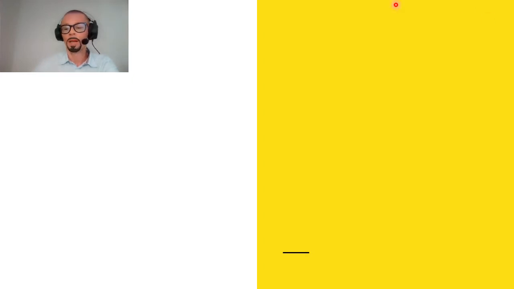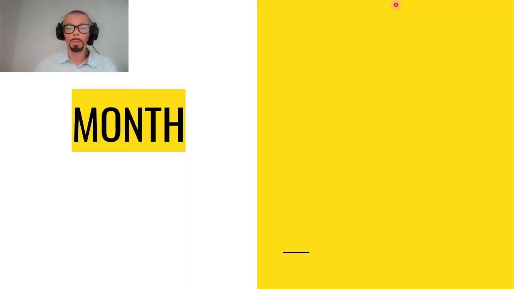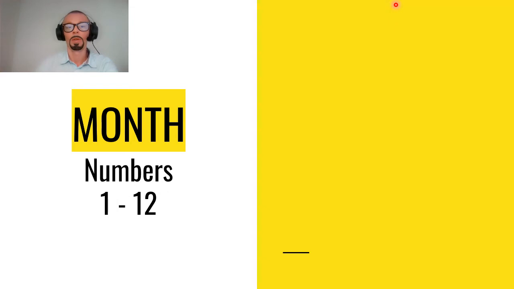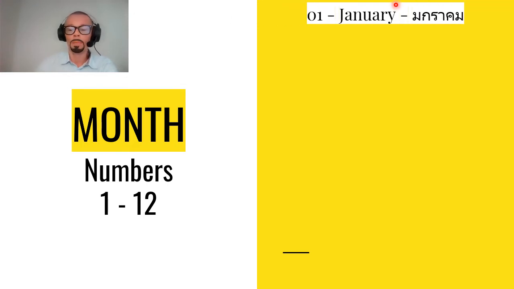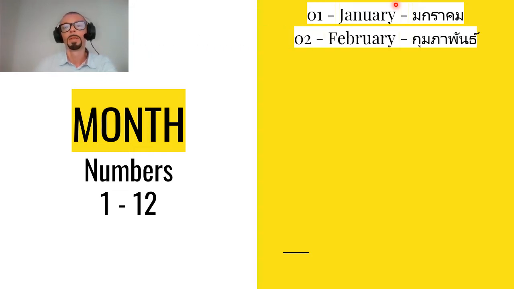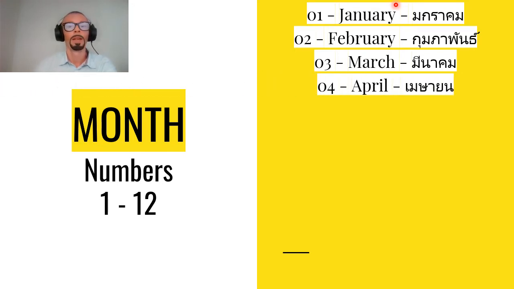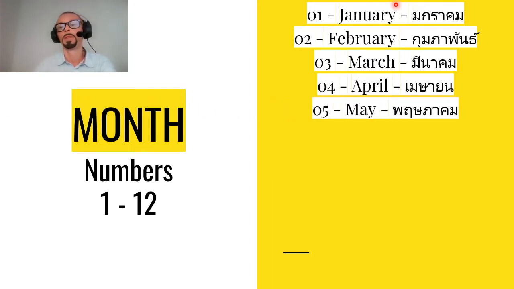We are going to start with the months. The month is the easiest because it has numbers from 1 to 12. You all know numbers from 1 to 12, how to write them, how to say them, but months sometimes cause difficulties. So let's see. Month number 1 is January. After January, we have February. Next, March. Then, number 4 is April.